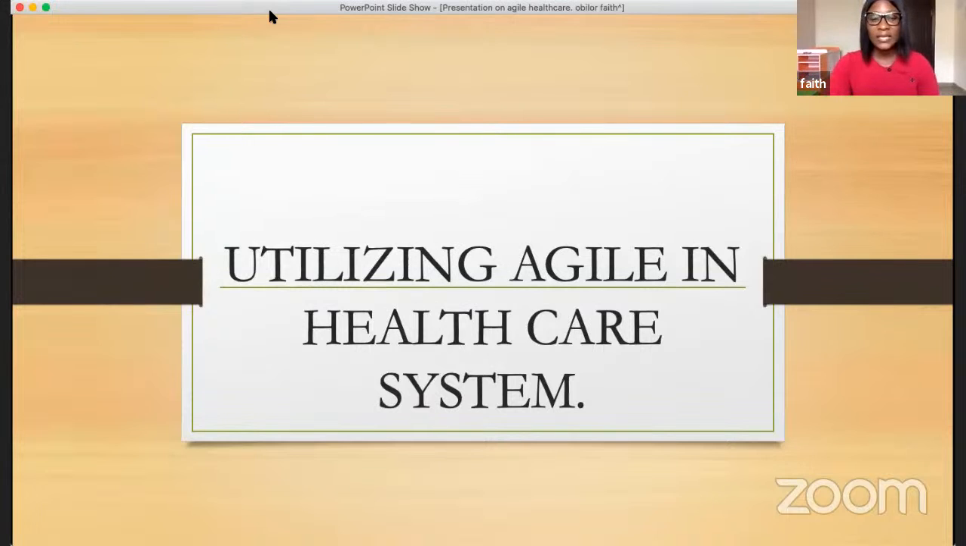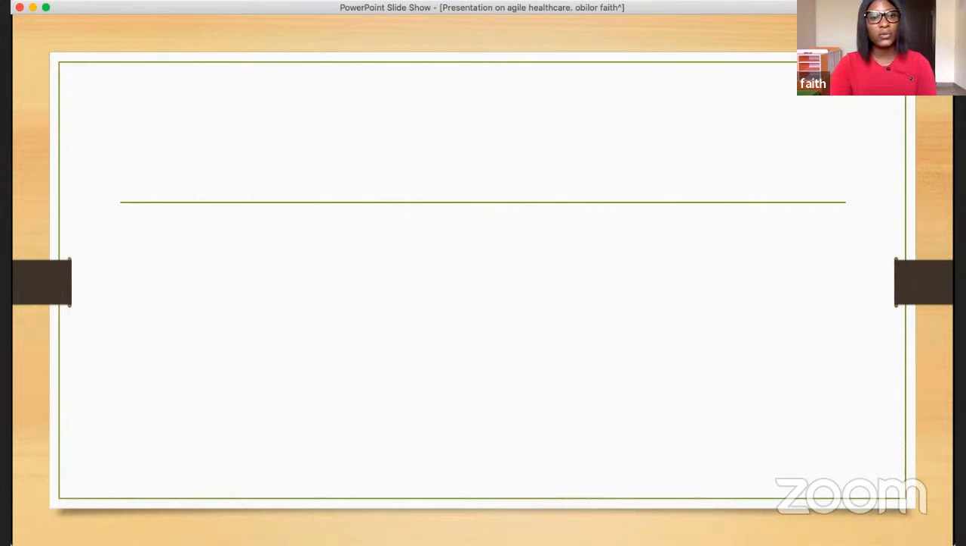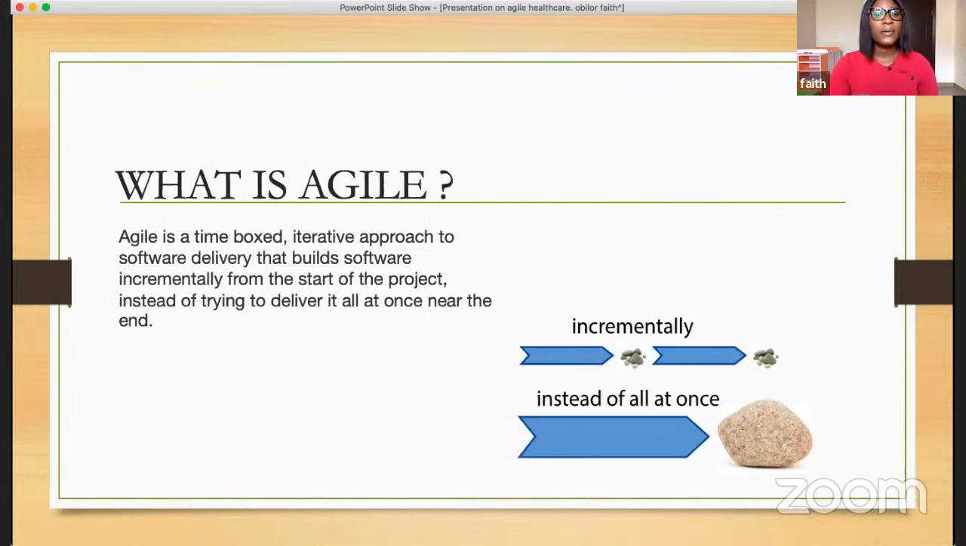So utilizing Agile in healthcare system, we have our outline here. What is Agile? What is Agile methodology? What are the 6 steps in Agile methodology? The 3 key elements of Agile methodology. What is healthcare system? The 3 primary groups: Agile healthcare, benefits of Agile project management in healthcare, and conclusion. So sorry about that. What is Agile basically?